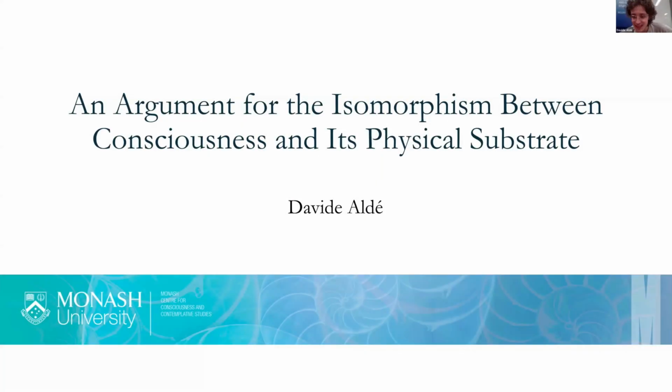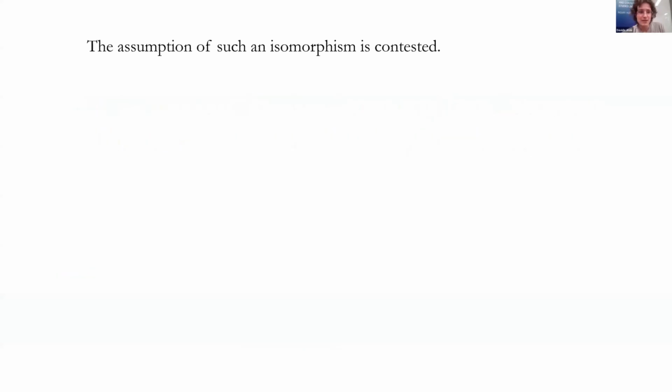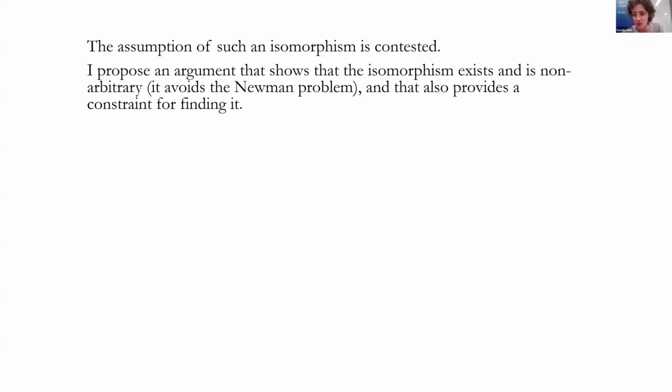Okay, hi everyone. I'm going to outline an argument for the isomorphism between consciousness and its physical substrate. The assumption of such an isomorphism is contested. I propose an argument that shows that the isomorphism exists and is not arbitrary, meaning that it avoids the Newman problem. It also provides a constraint for finding it.